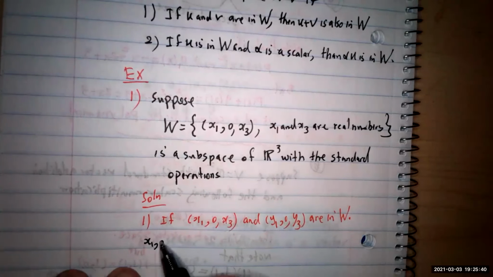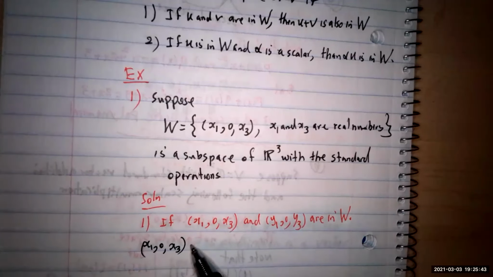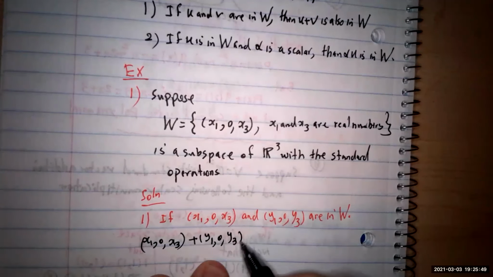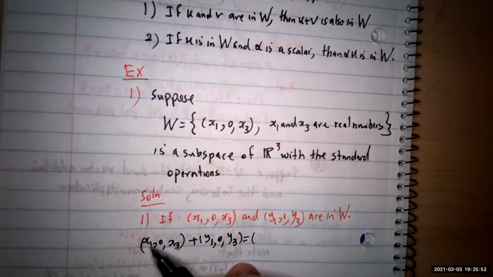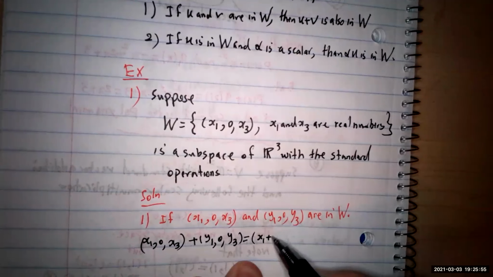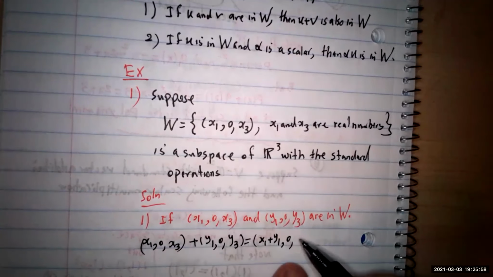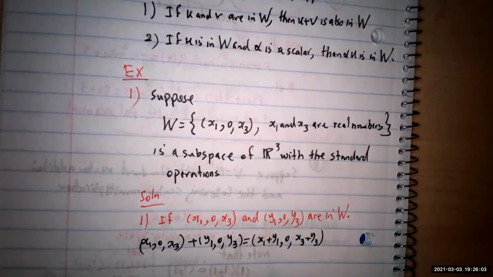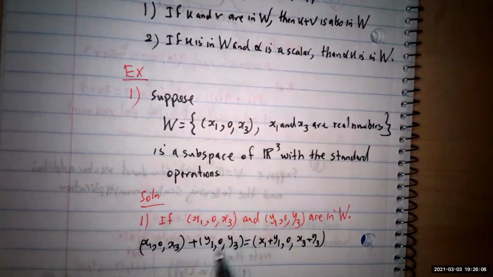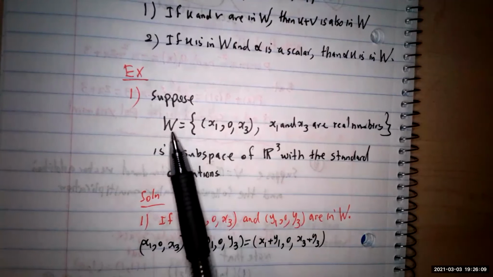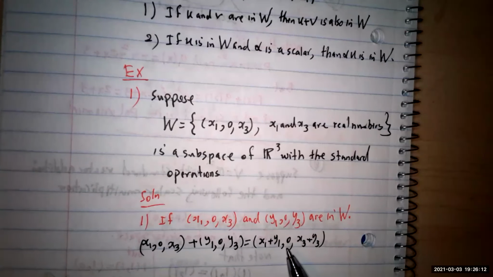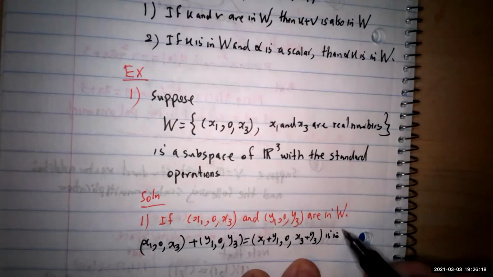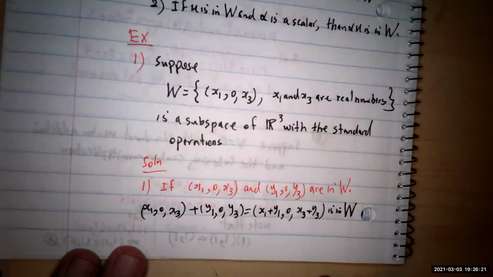You see (x1, 0, x3), if you add it to (y1, 0, y3), what's going to be the result? Component by component, that gives you (x1 plus y1, 0, x3 plus y3). You see, that gives you exactly the same kind of member. So a member is in W if the middle component is 0. So this is in W. So it's closed under addition.